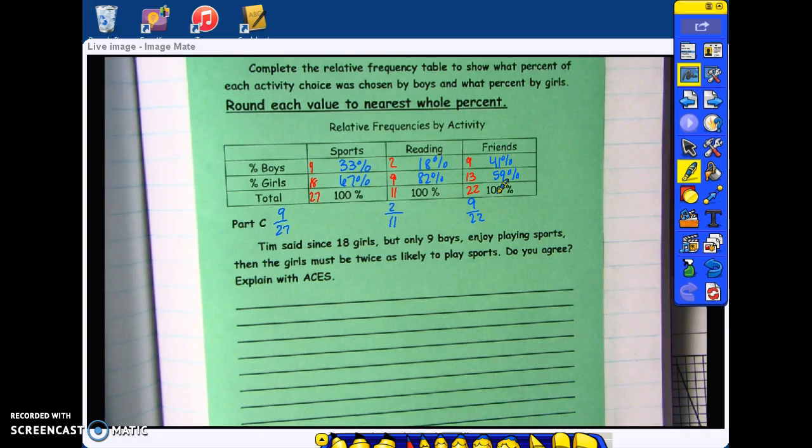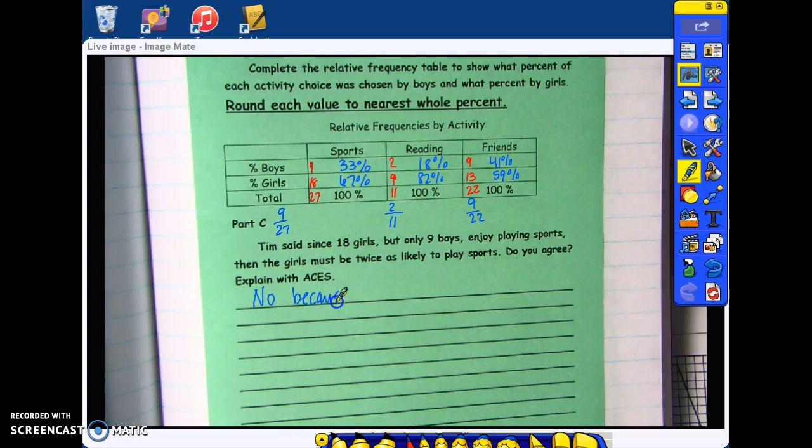Part C. Tim said since 18 girls but only 9 boys enjoy playing sports, then the girls must be twice as likely to play sports. Do you agree? Well, yeah, it's true that 18 girls prefer playing sports and only 9 are boys that prefer playing sports. But if they only surveyed 20 boys total, and they surveyed 40 girls total, they surveyed twice as many girls. So, this is not true.